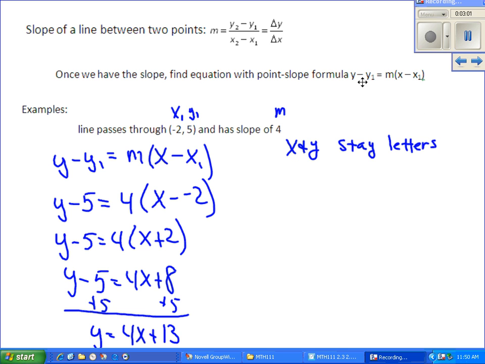So looking at a couple examples here, say that we have a line passing through the point (-2, 5) with a slope of 4. X and y in our formula here stay as letters, whereas the y1, the m, and the x1 all get replaced by their respective values. x1 is negative 2, 5 is y1, and m is 4, and we can simplify to end up in slope-intercept form.